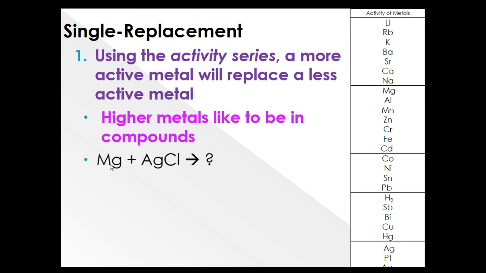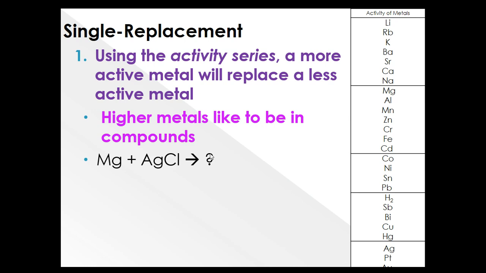So here we have Mg plus AgCl. We're comparing the activity series using these two metals, Mg and Ag. Well, Ag is down here, very low on the activity series, and Mg is all the way up here. So Mg is higher up, Mg is our winner, and it gets to be in the compound. Mg is going to bump out silver here because it's more reactive.